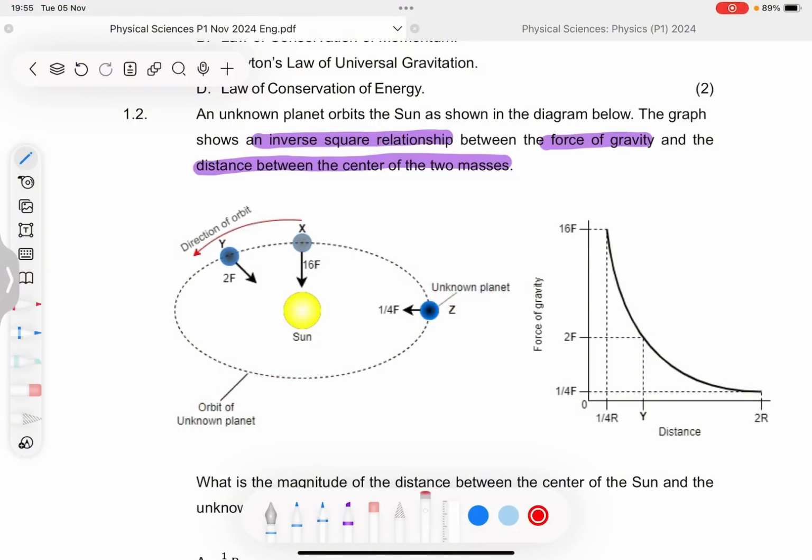Now this graph shows an inverse square relationship. Remember that this is a problem that uses the universal law of gravity. And we know that the force and the distance are inversely proportional, but they have an inverse square law, meaning you have to square or take a square root when you look at the relationship between the two when they change. So on this graph, they've given us the force of gravity versus the distance between the centers of the masses.